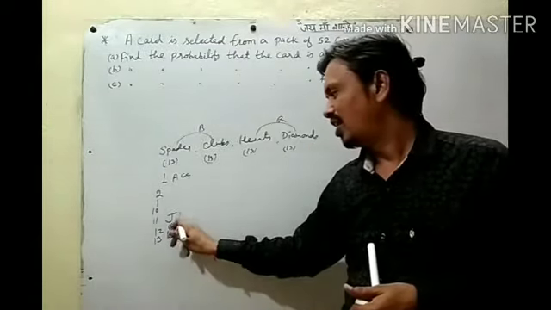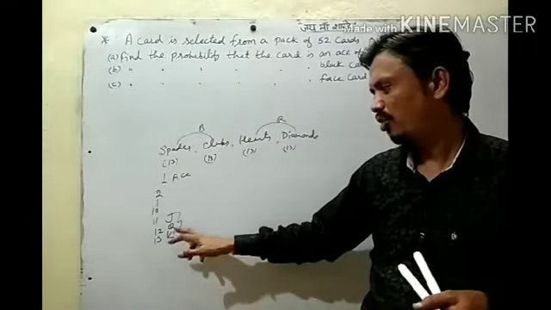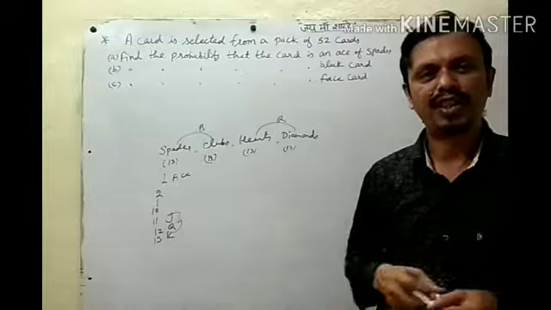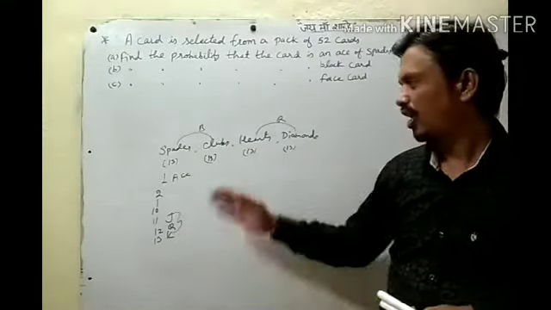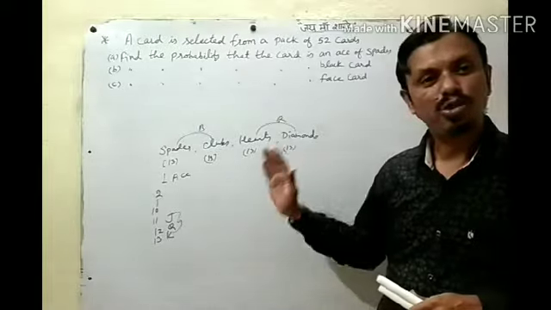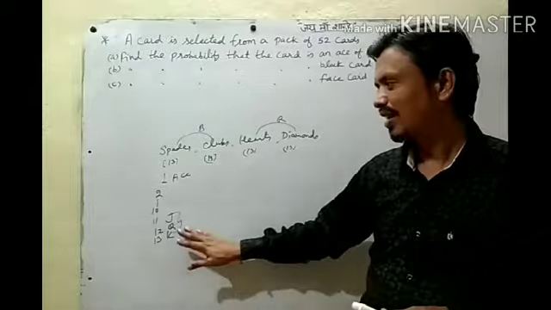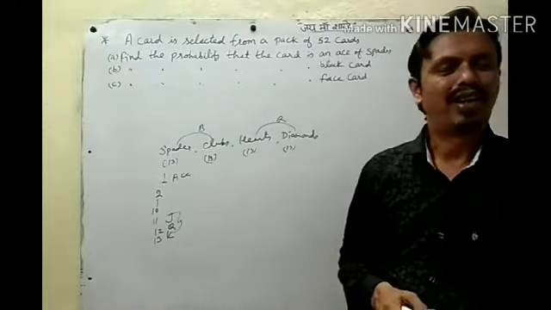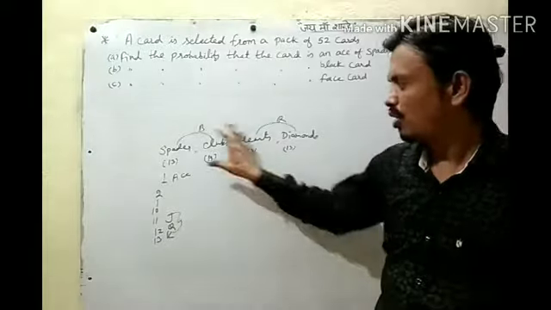Jack, Queen and King are called face cards. So one group has 3 face cards. There are 4 groups, so there will be 12 face cards. Out of these, 6 are black and 6 are red. So this is the distribution of cards.